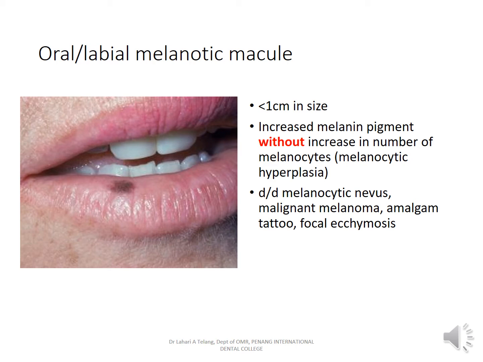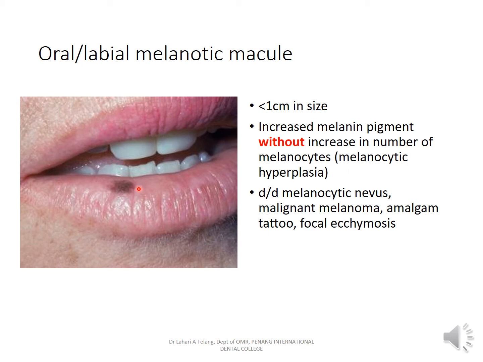Next, oral labial or melanocytic macules. This is seen on the vermilion border of the lip. It's less than 1 cm in size, and there is increased melanin pigment without increase in the number of melanocytes. So essentially it's a form of melanocytic hyperplasia.